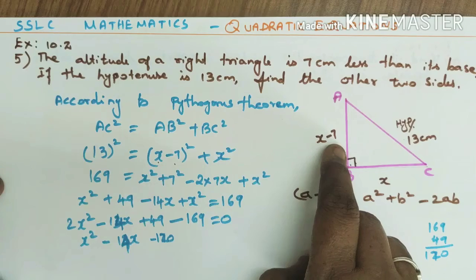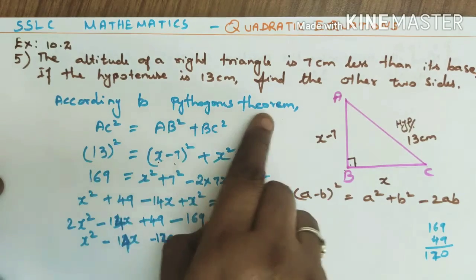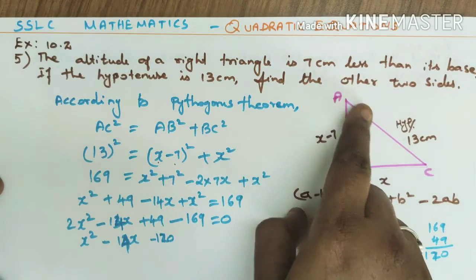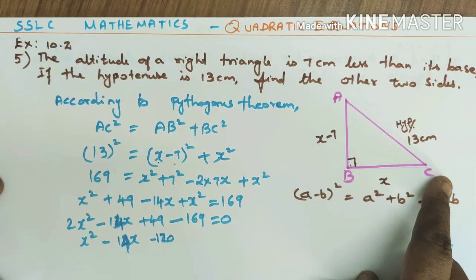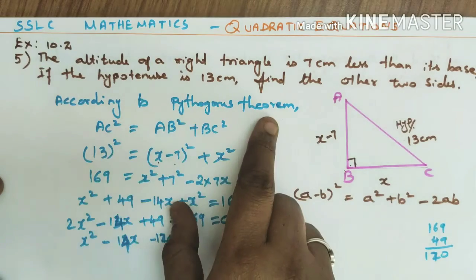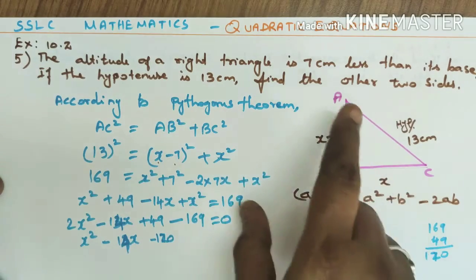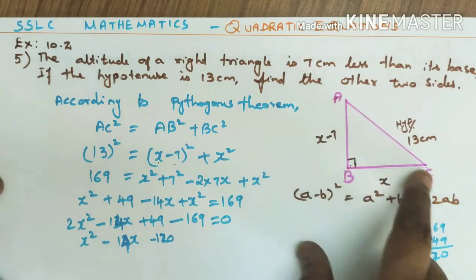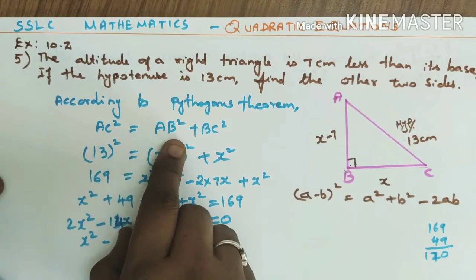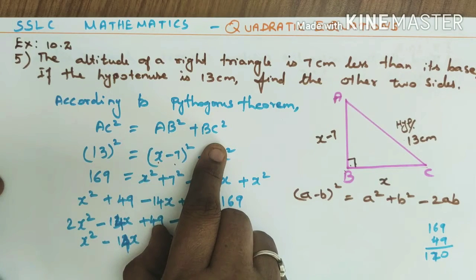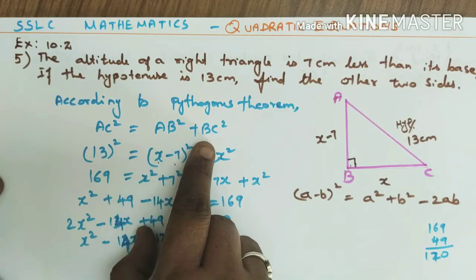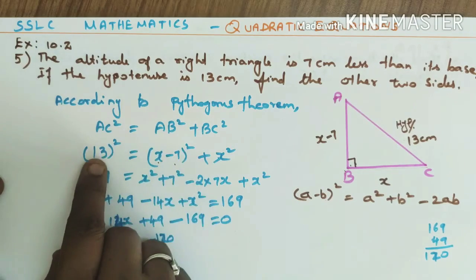So x minus 7. According to Pythagoras theorem, what is the Pythagoras theorem? The square of the hypotenuse is equal to the sum of the squares of the other two sides. This is the Pythagoras theorem. So according to the theorem, the hypotenuse is nothing but AC. So AC square is equal to AB square plus BC square, the sum of the squares of the other two sides. Is it clear children?